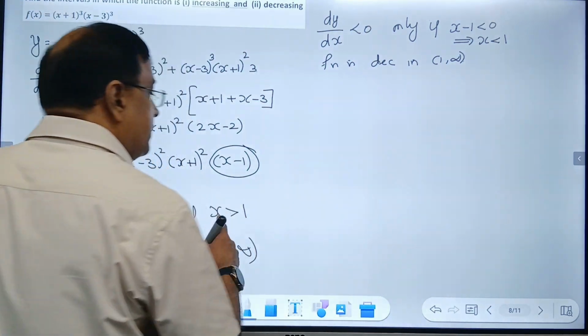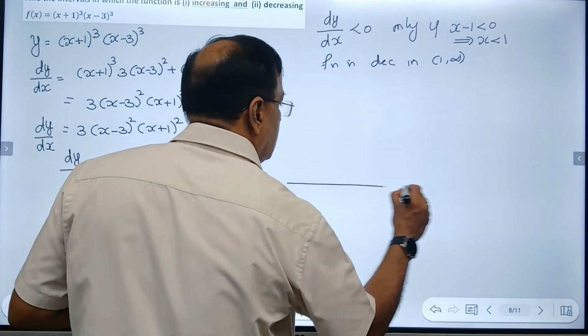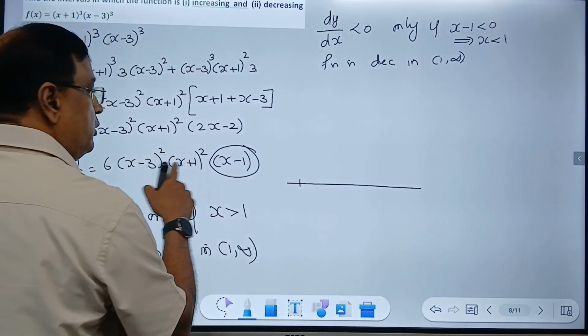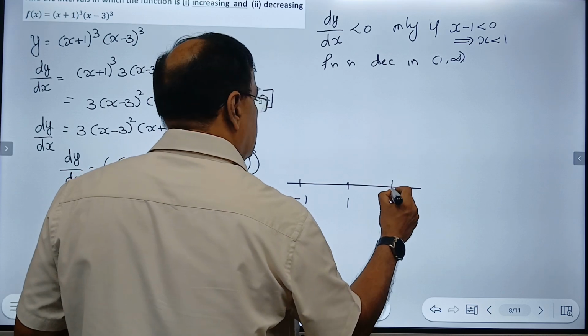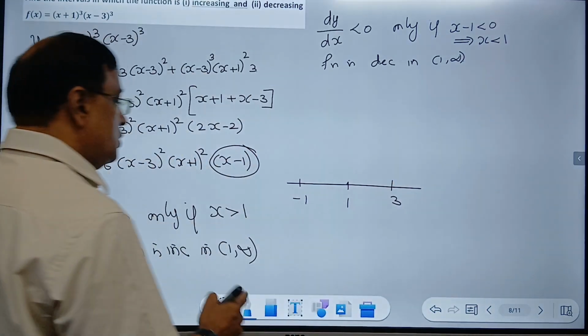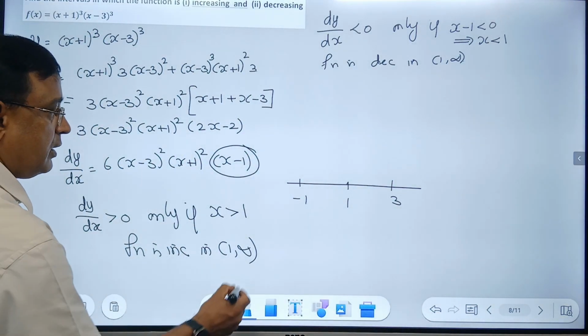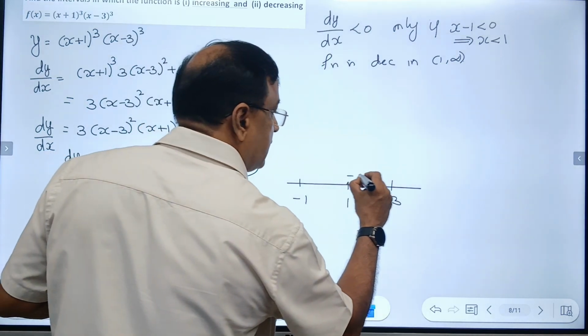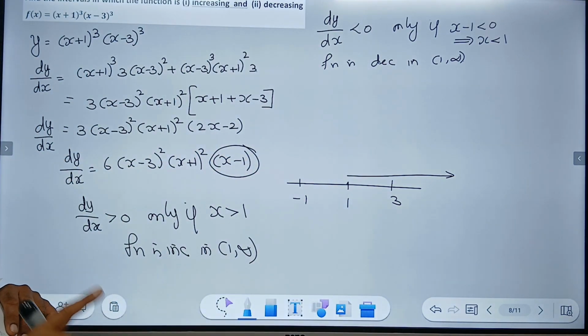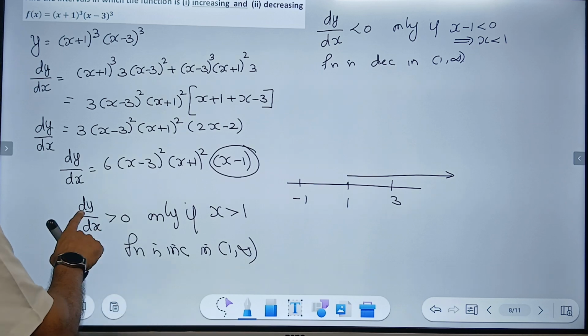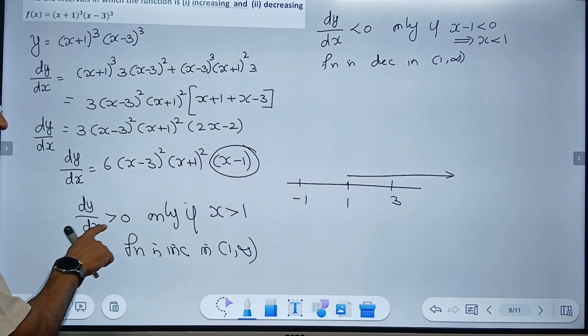when x is greater than 1, look at it. This is actually, when I equate it to 0, I'll get minus 1, I will get 1, and I will get 3. So when x is greater than 1, my dy by dx will not be just greater than 0.